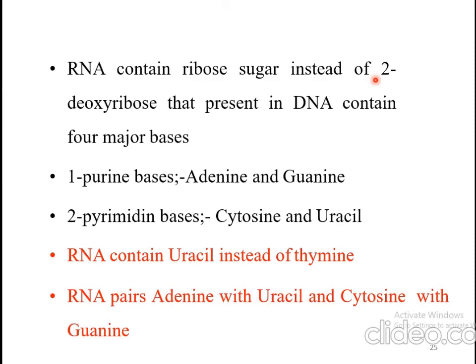Two purine bases, adenine and guanine, are present in RNA, and two pyrimidine bases, cytosine and uracil, are present in RNA. Dear students, another big difference between RNA and DNA is that the pyrimidine base uracil is present instead of thymine in RNA. RNA contains uracil instead of thymine, and RNA pairs adenine with uracil and cytosine with guanine.